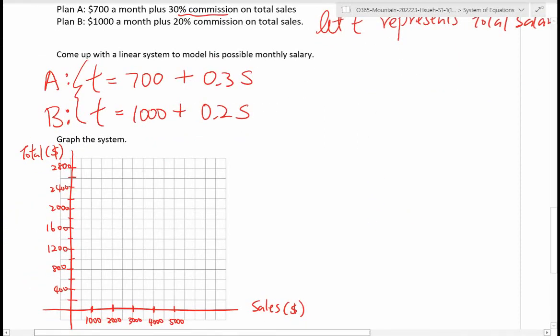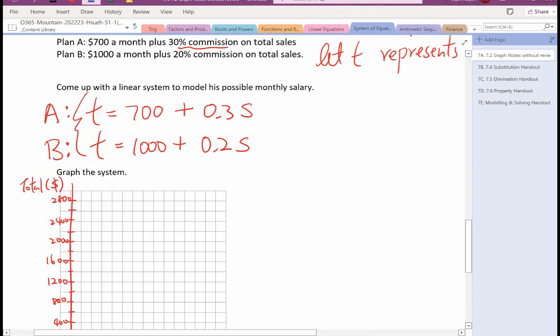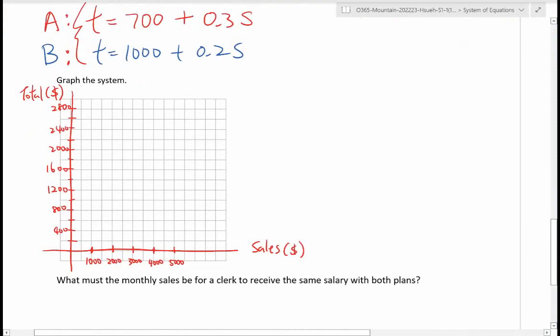Okay, actually I should probably do it in different colors. I'll do this one in blue for plan B. T equals 1,000 plus 0.2 S. Okay, now I already have the grid made here. I labeled them, x-axis is the sales and the y-axis is the total amount of money you'll receive. And they are both in dollars, okay?